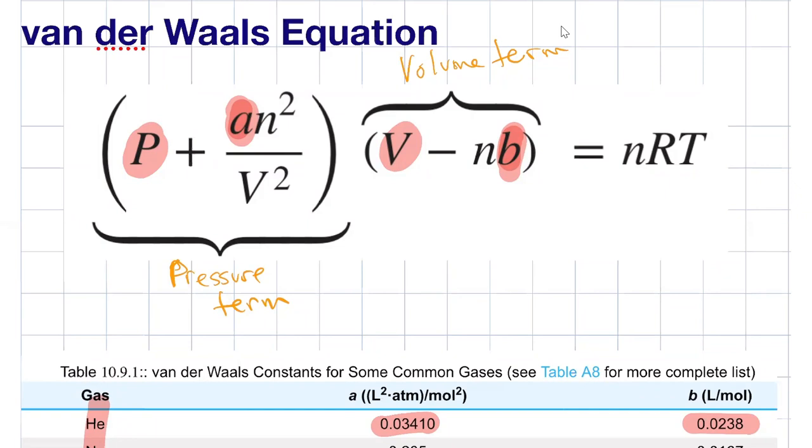But if I asked you in a multiple choice question or something, tell me what the letter A in the van der Waals equation is for, you'd have to tell me, well, it's a correction factor for pressure because of the intermolecular forces between particles. What is the letter B? Oh, it's a correction factor for volume because real gas particles actually have a volume. They're not just points in space.